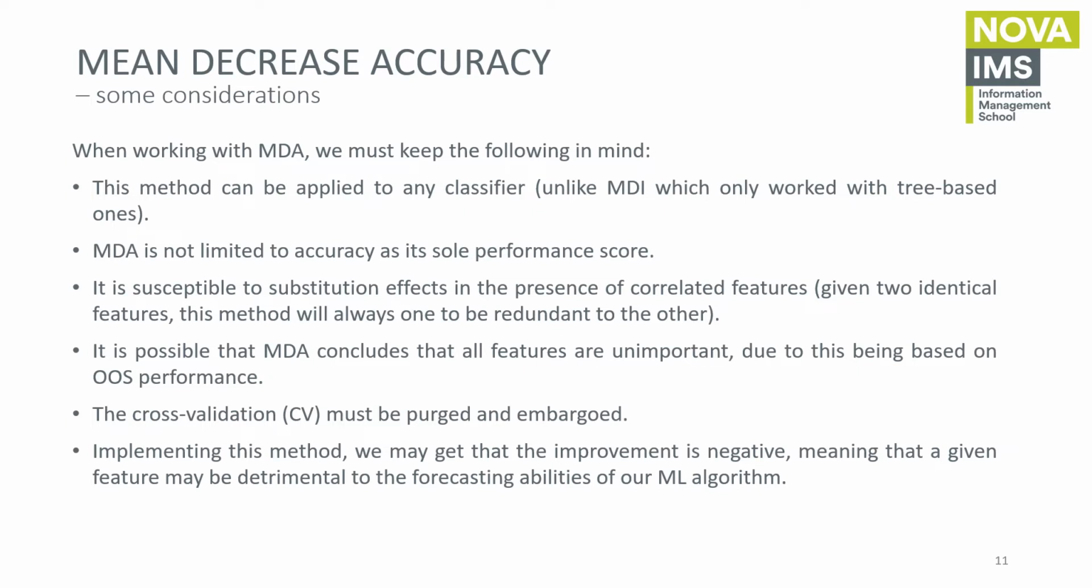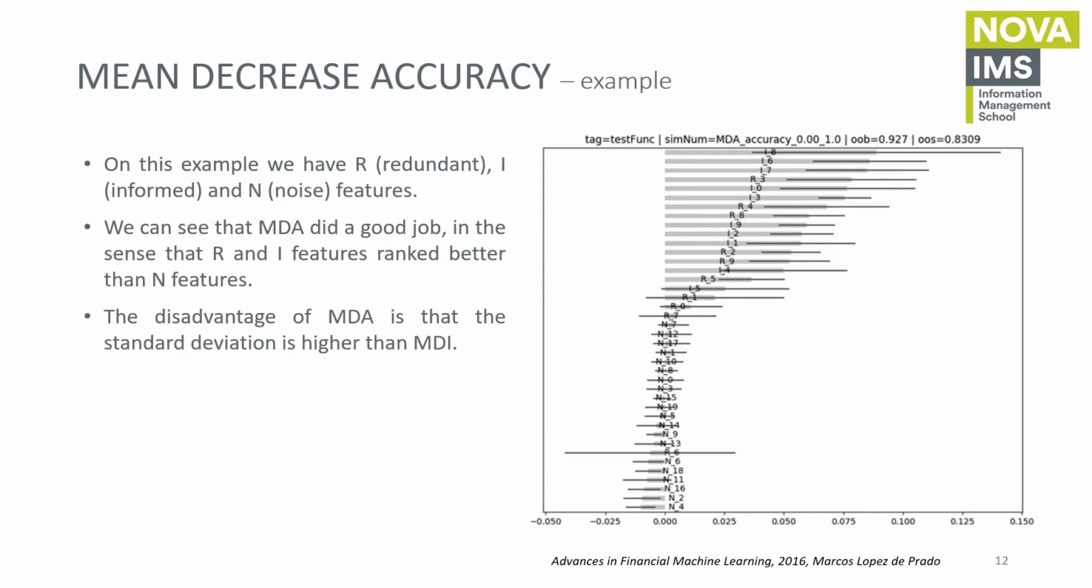Then, we have that the cross-validation must be purged and embargoed. Finally, we also have that when implementing this method, we may get that the improvement is negative, meaning that a given feature may be detrimental to the forecasting abilities of our machine learning algorithm. To conclude this section on mean decrease accuracy, we will also be looking at an example.